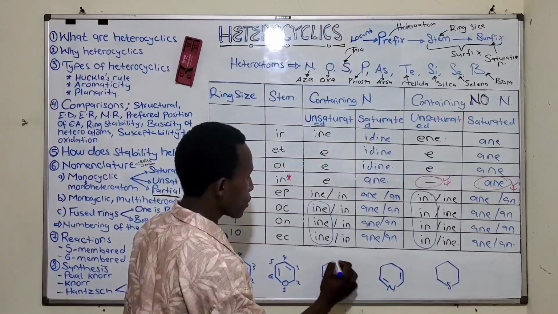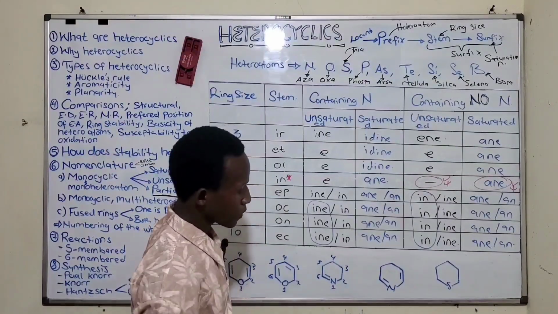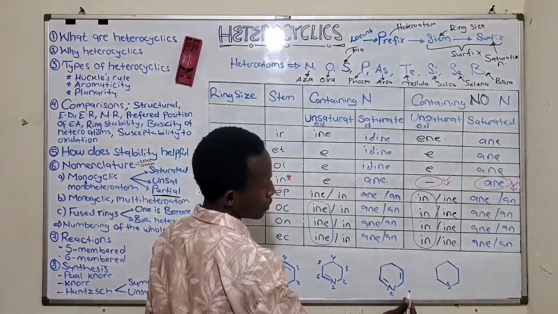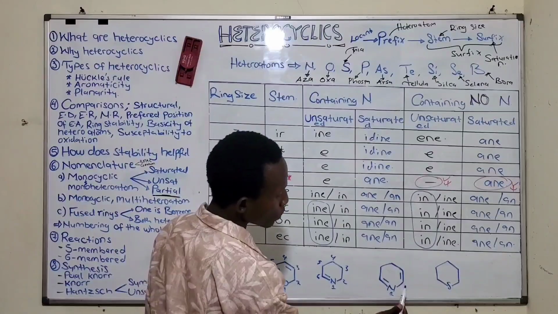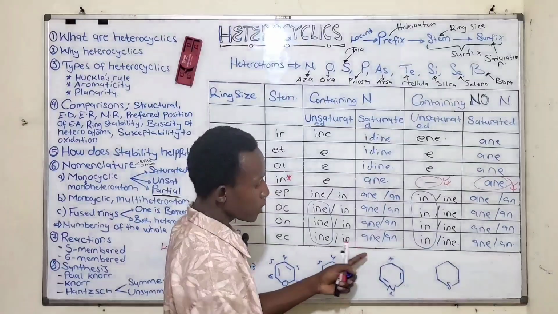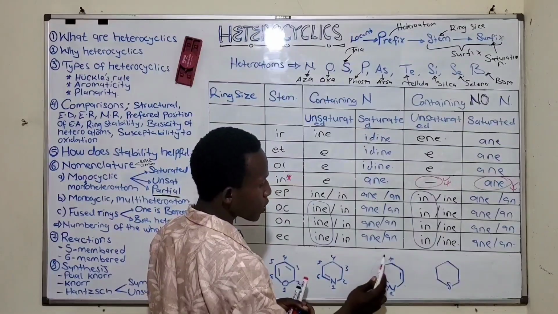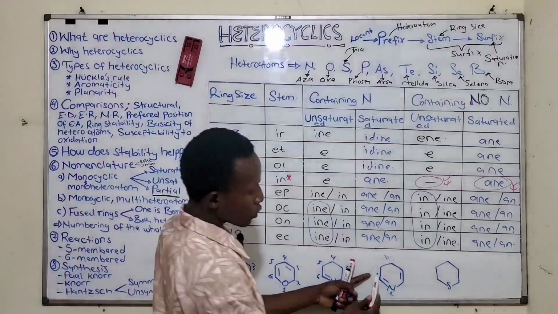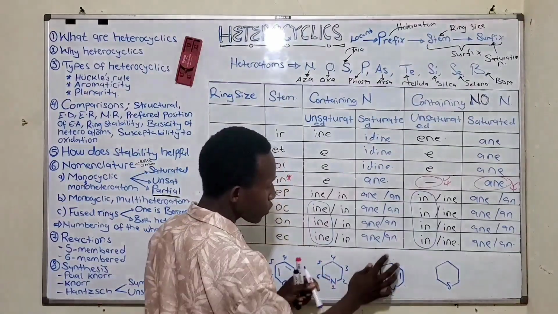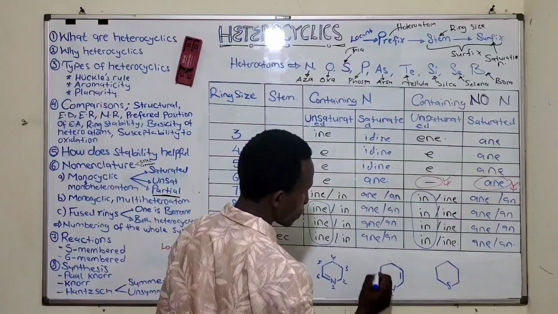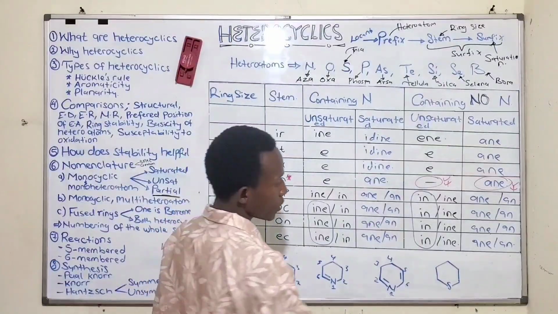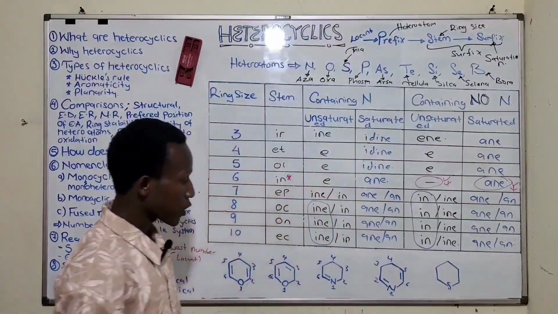So this is 2, 3, 4, 5, 6. Now this one is position 1. Can this one be 2? No. Because if you give this one 2, this one will be given position 4, the first saturated carbon. Yet, if we count from this side to this direction, the first saturated carbon encountered will be given position 3. So this is 2, 3, 4, 5, 6. Then this one you can name in any direction.